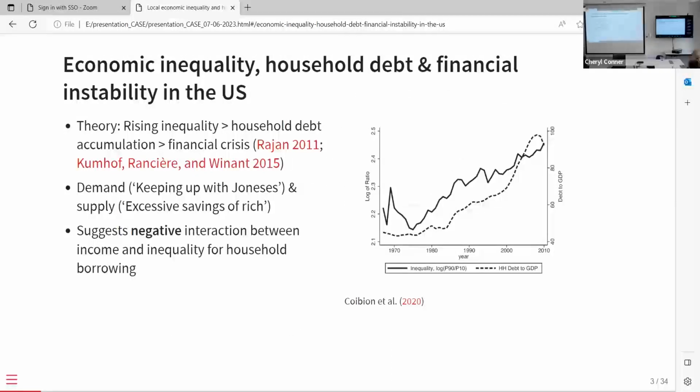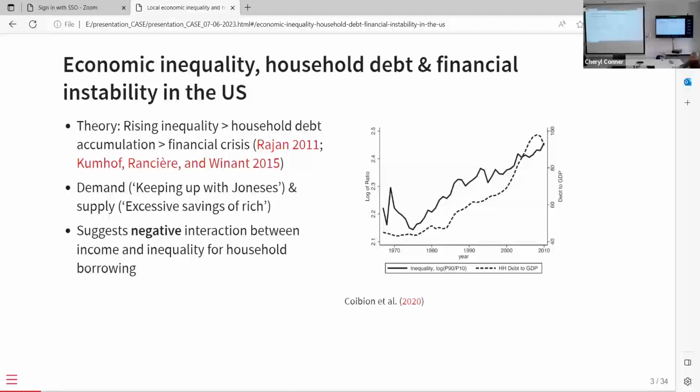So the figure on the right here is from a paper by Coibion et al. And it shows the same figures for the US data, different measure of inequality, the log of the 90-10 ratio, and also household debt to GDP. So in the US also, there's been this big increase in both those trends. And so the theory here, there's a book by Rajan and then a paper by Kumhof et al. The theory really being that rising inequality causes increased household debt, which then precipitated the financial crisis.